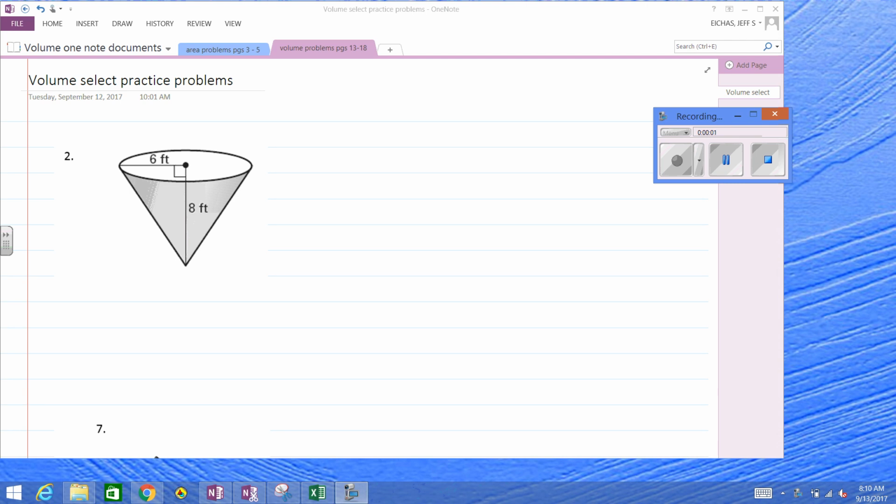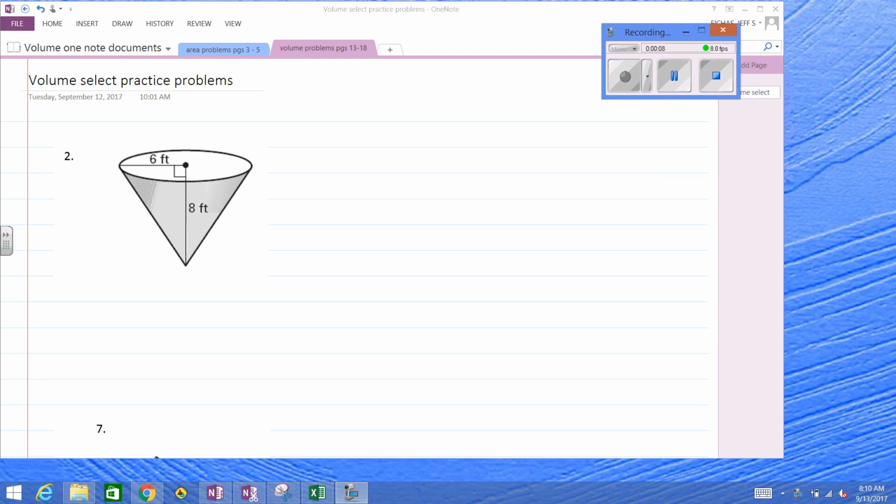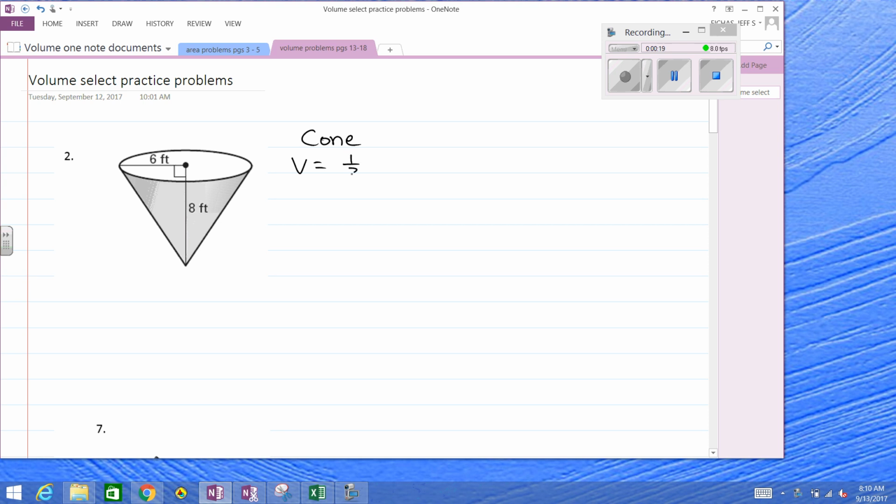So a little homework help on some of the volume questions that we had to go over. We'll start with the first one. The steps I want is identify the shape. This is a cone. Write down the formula for volume, 1/3 pi r squared h from the reference sheet.